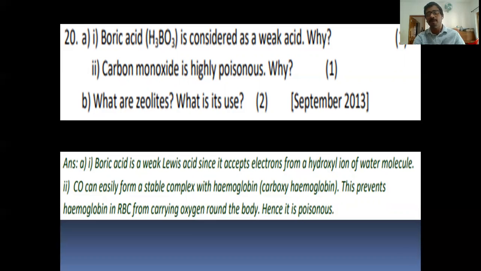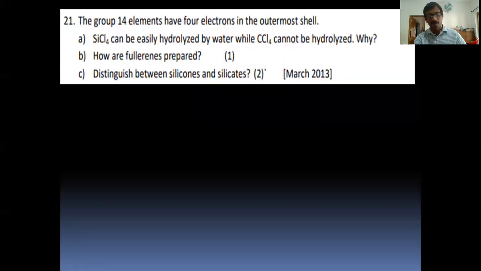Why? It combines with hemoglobin to form carboxyhemoglobin. It is very important. If you write this term in the answer, you will get the mark. Carboxyhemoglobin. What are zeolites? What is their use? Repeated question. Sodium aluminosilicates. Sodium or potassium or any other metal can be attached. They can act as catalysts and also for the removal of hardness.